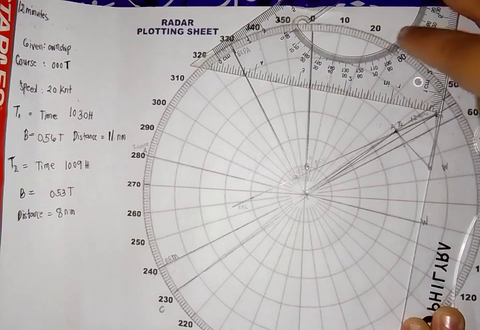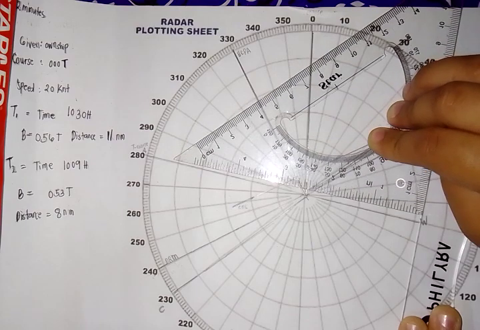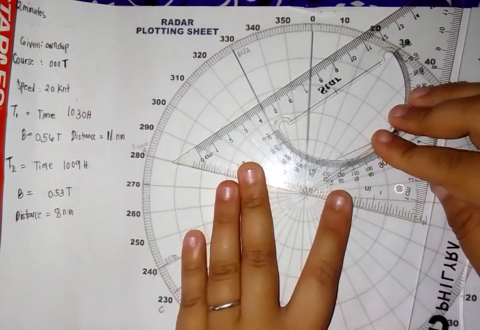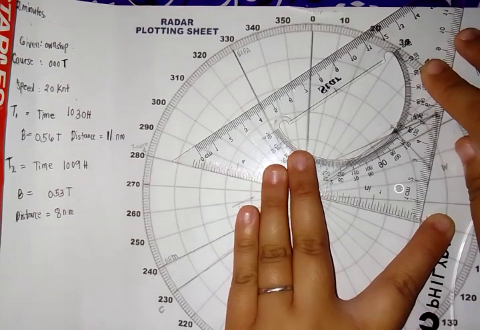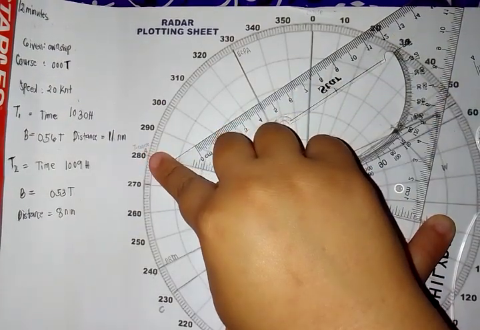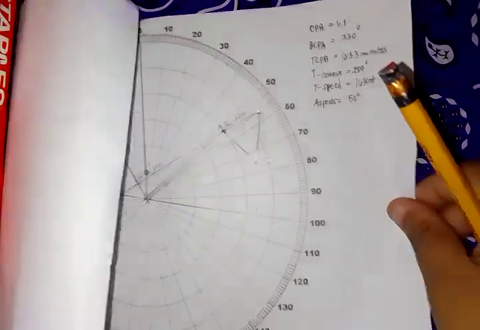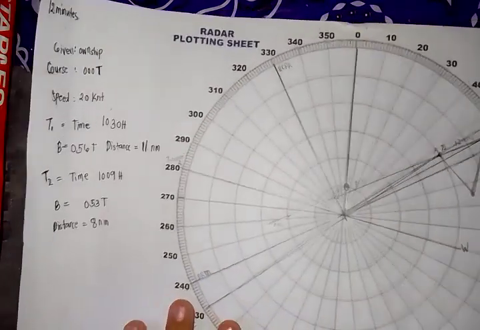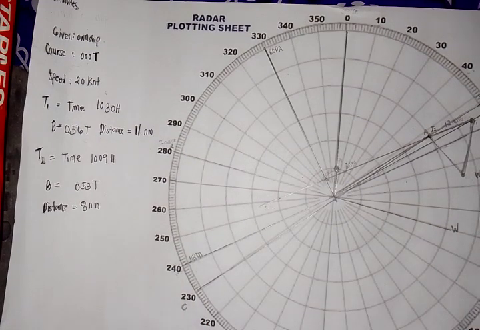We're going to move this to our sheet. So as we can see, our true course is 280. So our true course is 280 degrees. So next, we need to find our true speed.